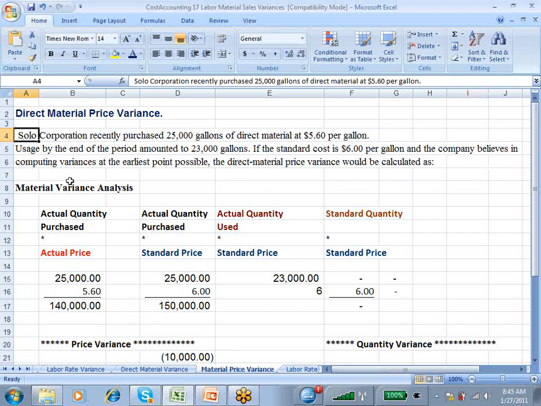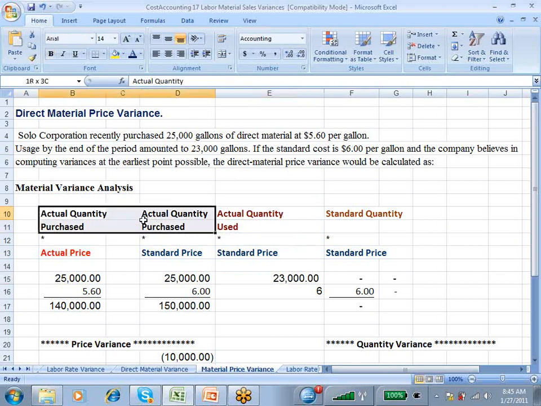Solo Corporation recently purchased 25,000 gallons of direct material, that's the actual quantity, at a price of $5.60. There's my actual price. Usage, which is another word for quantity, by the end of the period amounted to 23,000 gallons. That's actual quantity used, which is different from what we purchased. Standard cost is $6 a gallon.